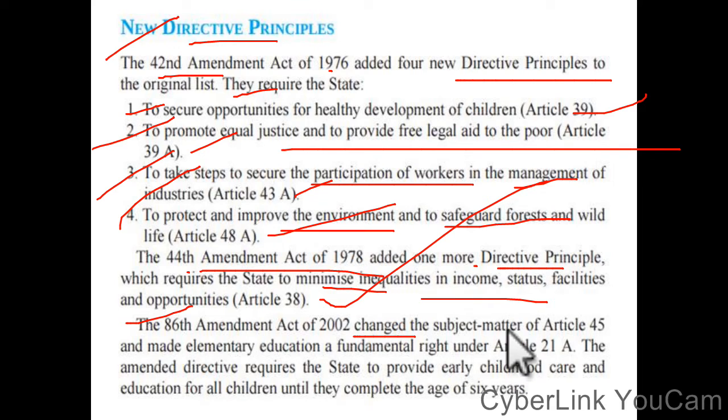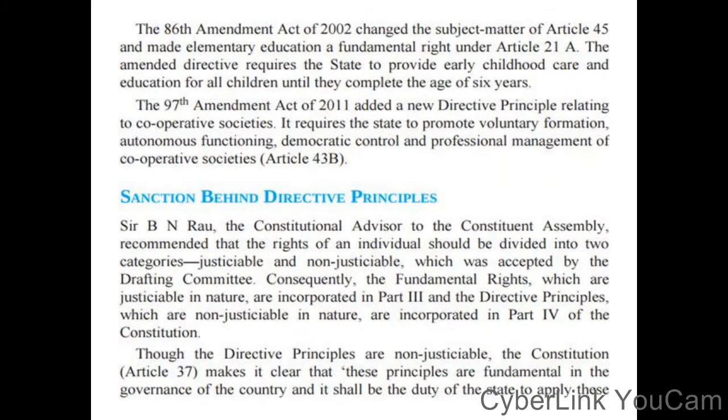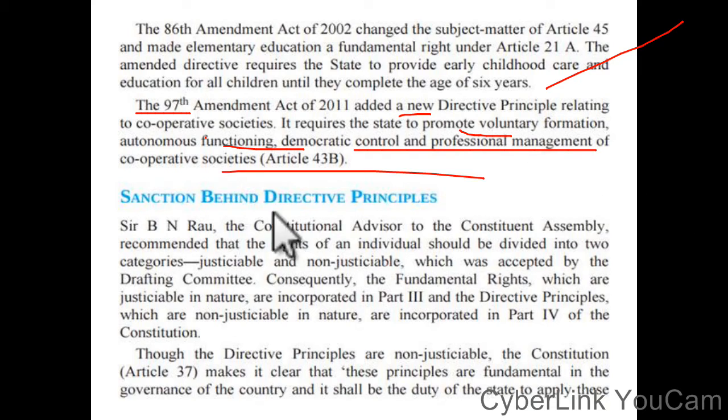The 86th Amendment Act, 2002, changed the subject matter of Article 45 and made elementary education a fundamental right, Article 21A. The amended directive requires the state to provide early childhood care and education for all children until they complete the age of six years. The 97th Amendment Act, 2011, added a new directive principle relating to cooperative societies. It requires the state to promote voluntary formation, autonomous functioning, democratic control and professional management of cooperative societies, Article 43B.